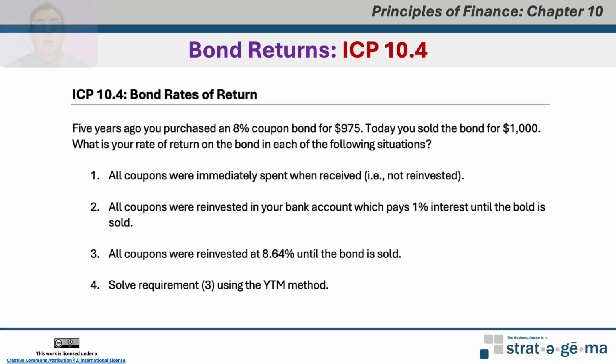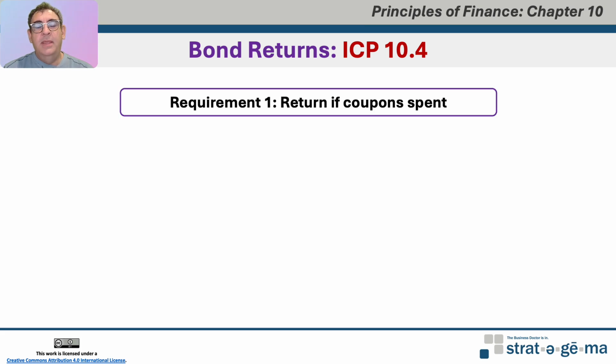All right, I think you'll find these pretty easy to solve, actually. So for requirement 1, if we want to determine what the return is if we spend all the coupons, the first thing we want to do is determine what the annual coupon is, and we can calculate that as the face value of $1,000 times the % coupon rate gives us $80.